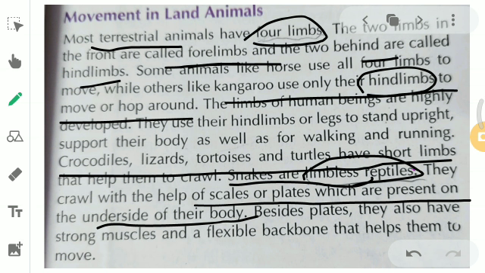So the lower side of the body is also covered with scales and plates. These help the body to crawl. And they also have strong muscles and a flexible backbone.